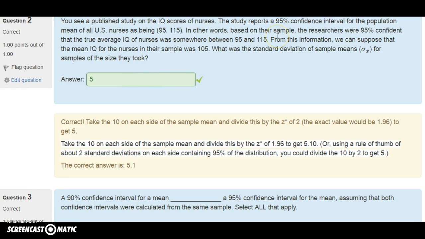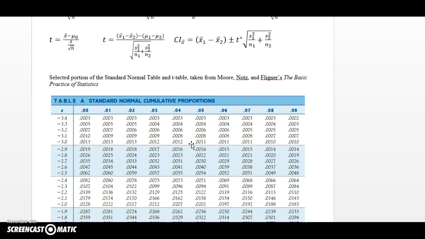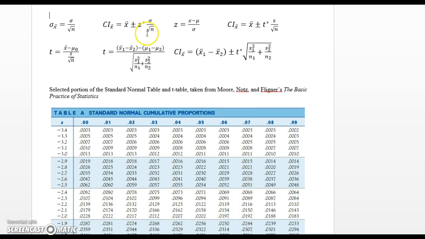Okay, here we have kind of a backwards situation. We know the confidence interval itself, and we want to come up with the standard deviation of the sample means. We're also given that the mean is right in the middle of these two, so it's 105. So essentially what we're doing is looking at that formula backwards. This formula right here. We know that in the middle is 105, and then we have plus or minus this term right here, this error margin, and we know that's equal to 10.